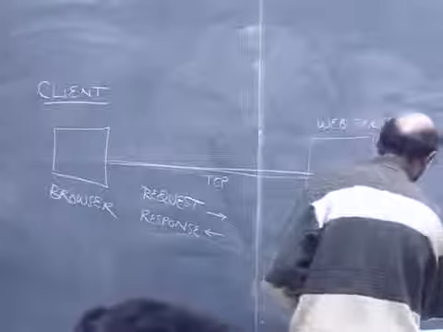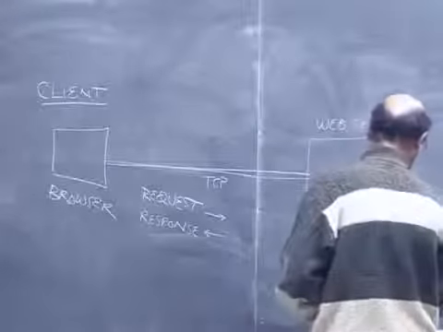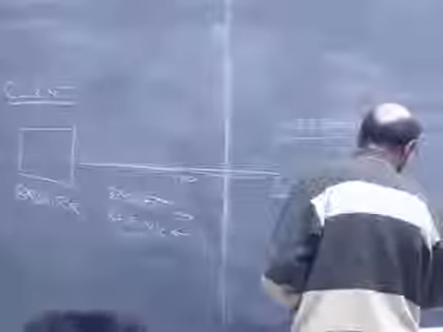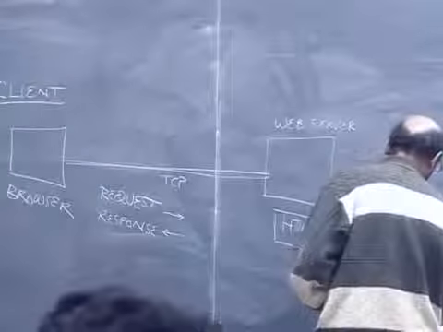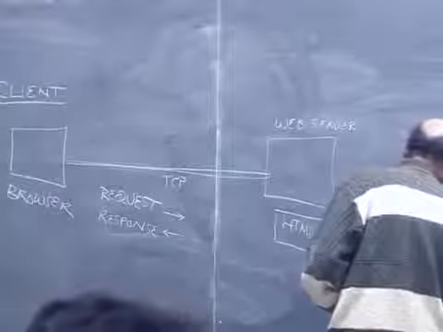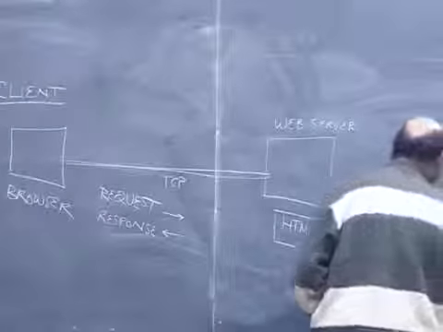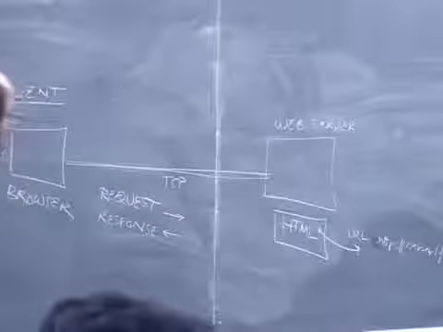So this HTML file contains within it references, and these are called URLs, Uniform Resource Locators, which are of the form HTTP://some server/file.html. So this is typically what an HTTP request URL looks like.